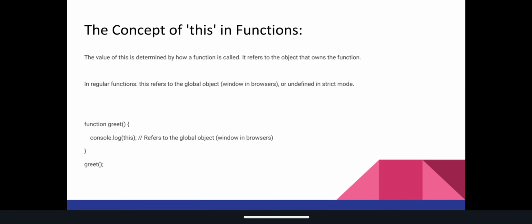The concept of this in functions. The value of this is determined by how a function is called. It refers to the object that owns the function. In regular functions, this refers to the global object, or undefined in strict mode. Here is an example of this in functions.